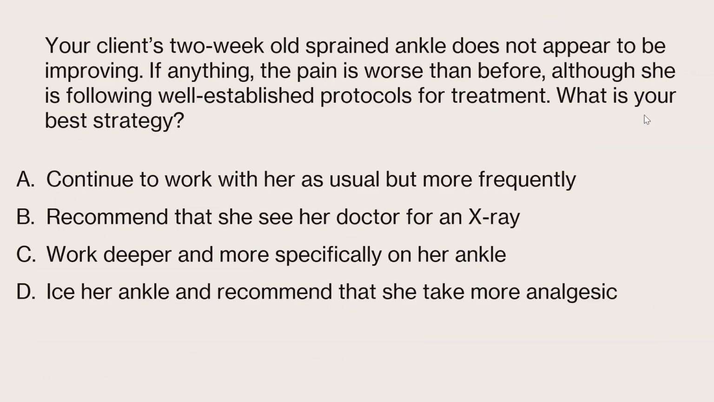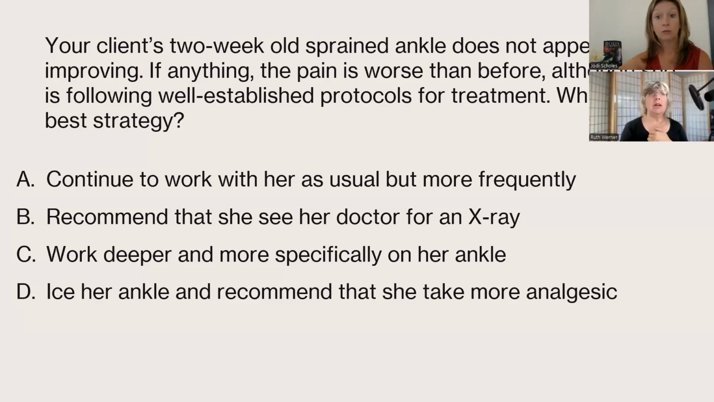All right. Now we have a 2-week-old sprained ankle. Your client's 2-week-old sprained ankle does not appear to be improving. If anything, it's worse than before, although she's following well-established protocols for treatment. So she's icing it, she's putting as little weight-bearing stress as possible on it. It's just not budging. It is not getting better. What is your best strategy? Think about this. This woman has come to you. You've been working with her and her sprained ankle. It's not getting better. What should you do?